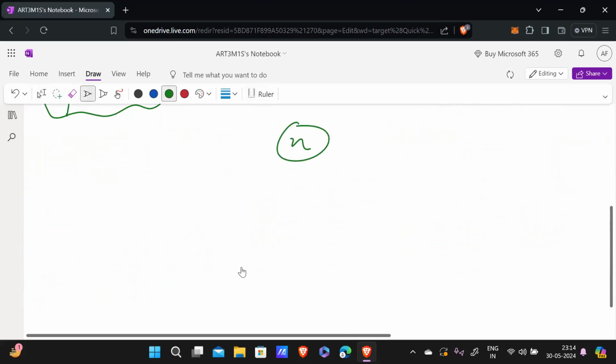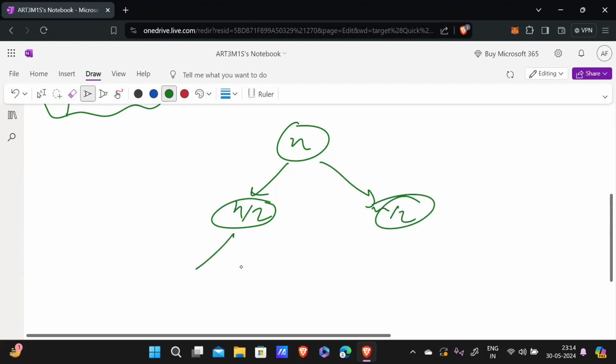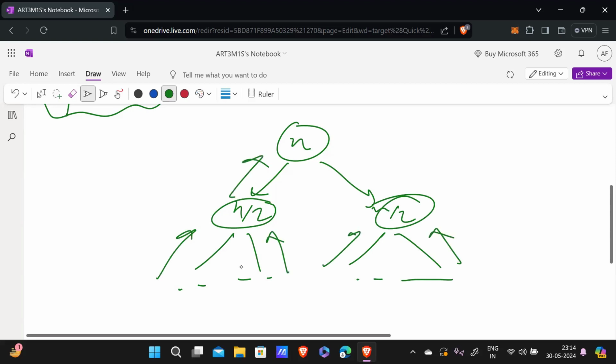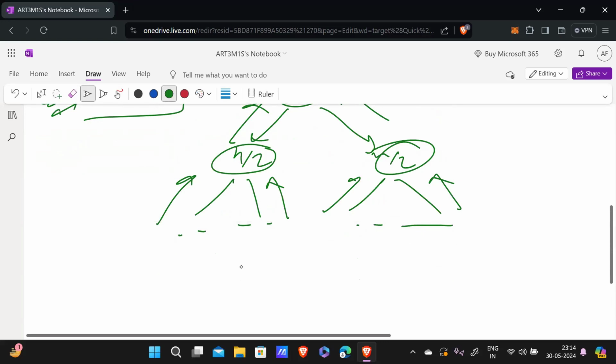First, n transactions are there. They are broken down into n by 2 and n by 2. Now this goes on. This is like a binary tree. And after the execution is completed at the leaf nodes, they come back, and then we get an ordered transaction list as the answer. This is how nested dissection works. This is about PGAs.